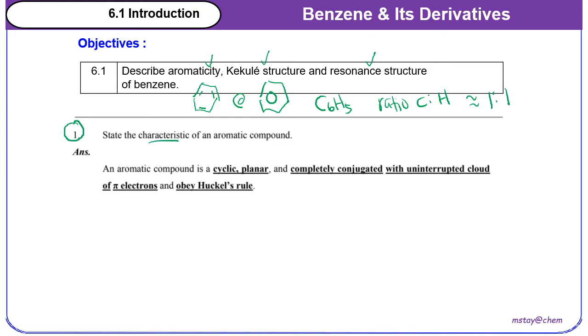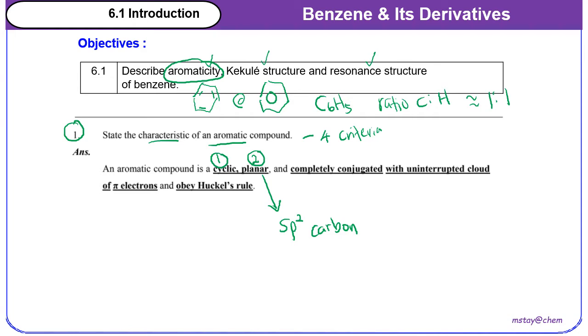State the characteristics of an aromatic compound. Which means aromaticity here. To fulfill aromaticity, a compound needs to fulfill 4 criteria. The first one is cyclic, and we can see there is a hexagon, so it is a cyclic compound. Second is planar. Basically, if there is sp2 carbon, the structure will be considered planar, because of the carbon double bond.